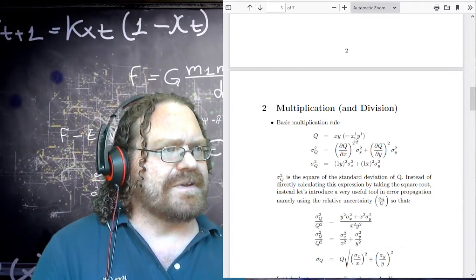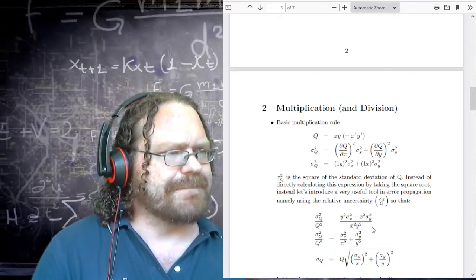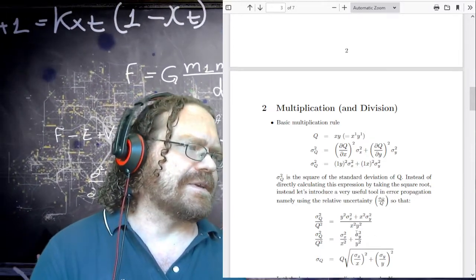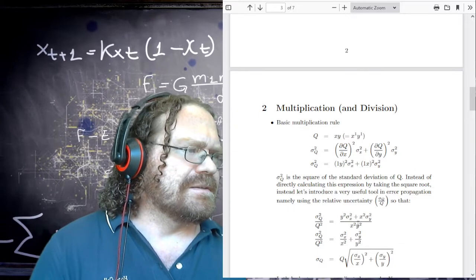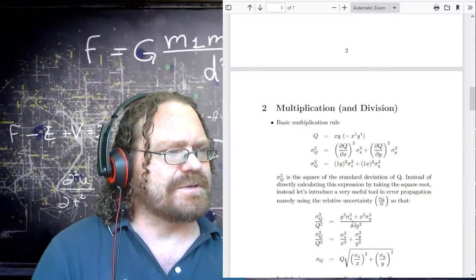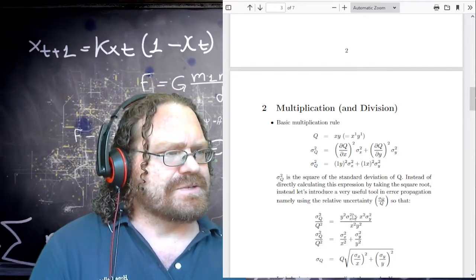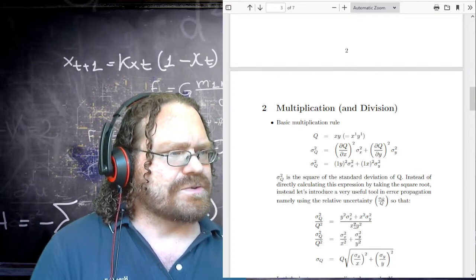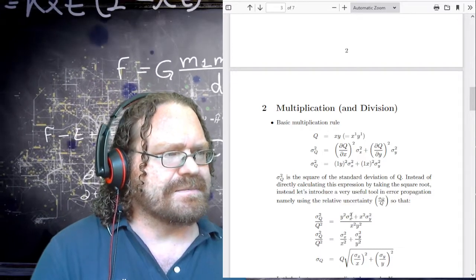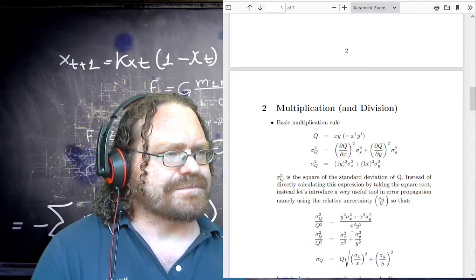So instead of x to the first, y to the first, we get x squared and y squared. Great. And now there's a little simplification that we can do right here. Let's look at the first term only: y squared sigma x squared over x squared y squared. Well, the y squared and the y squared cancel, and we're left with sigma x squared over x squared.